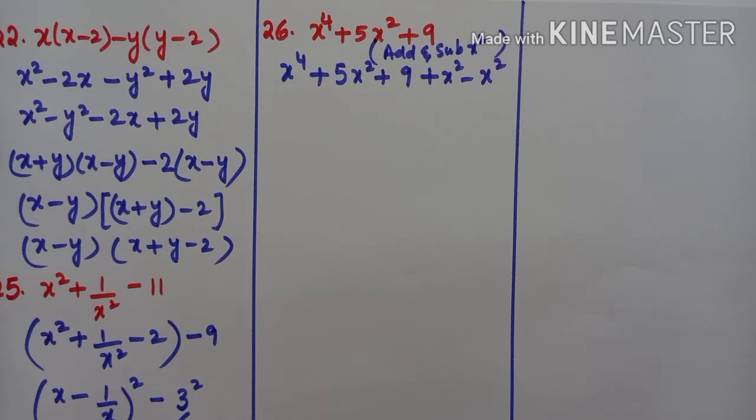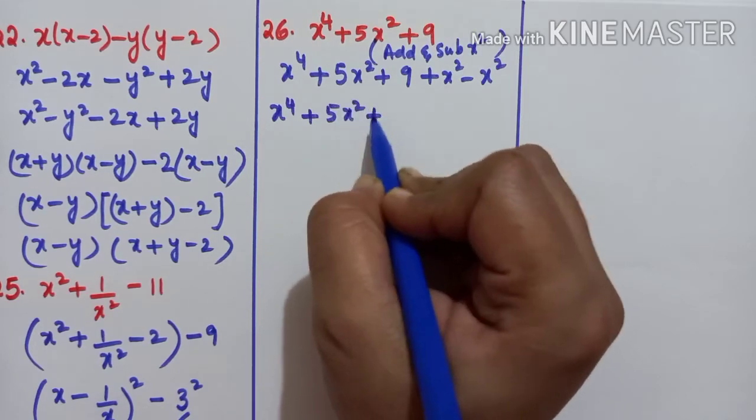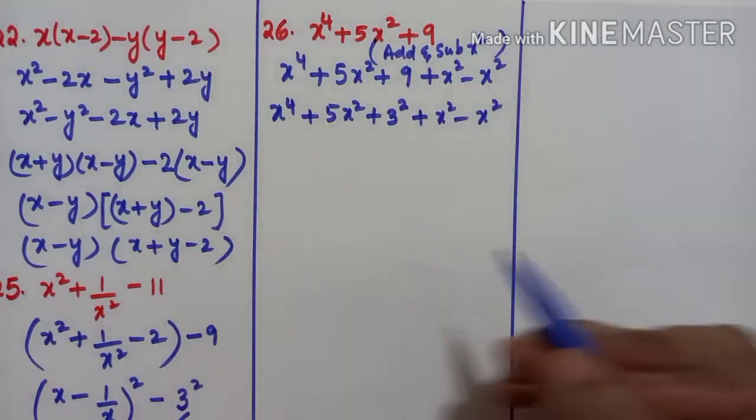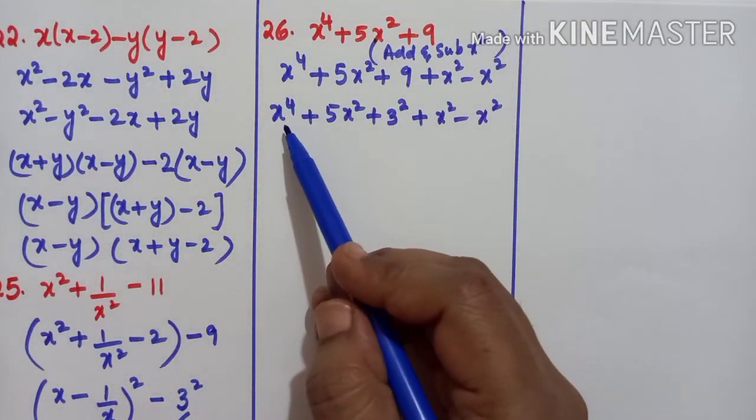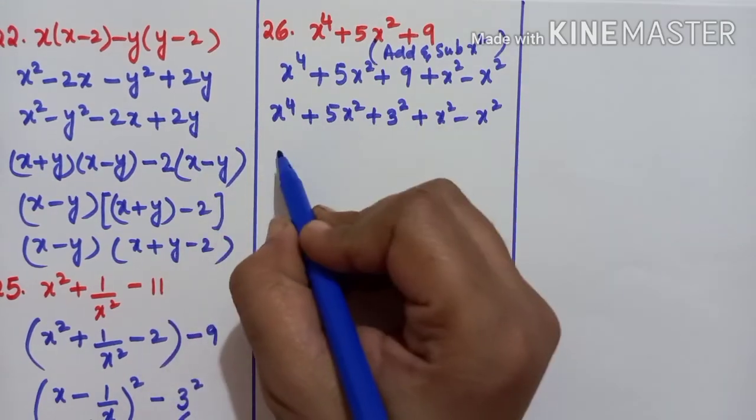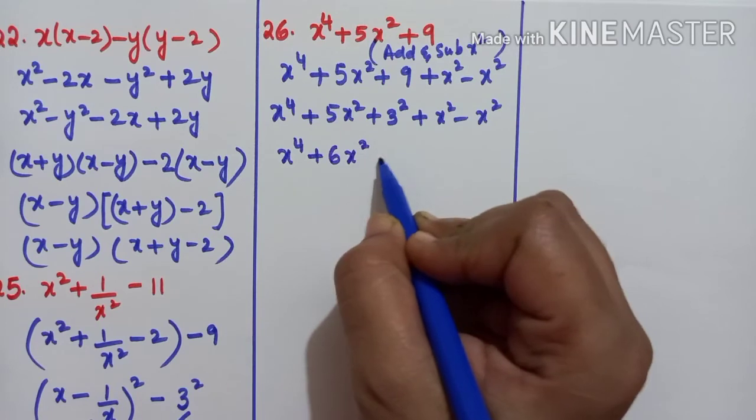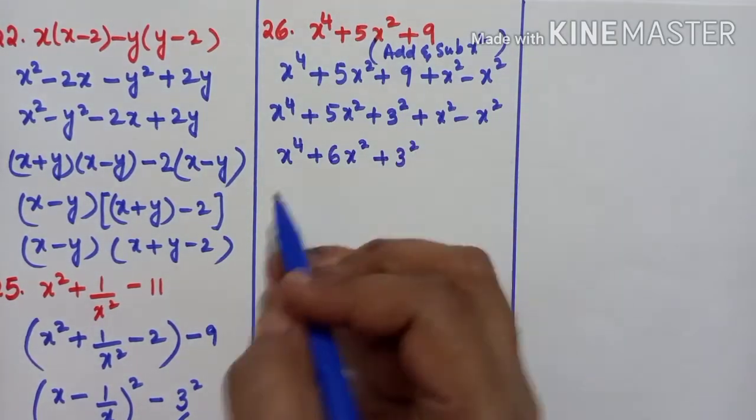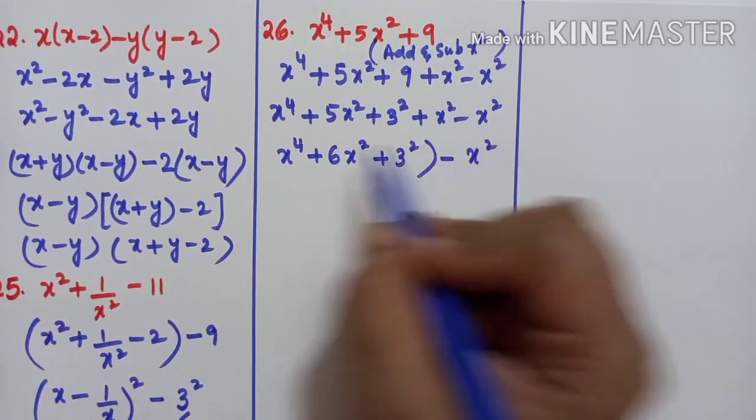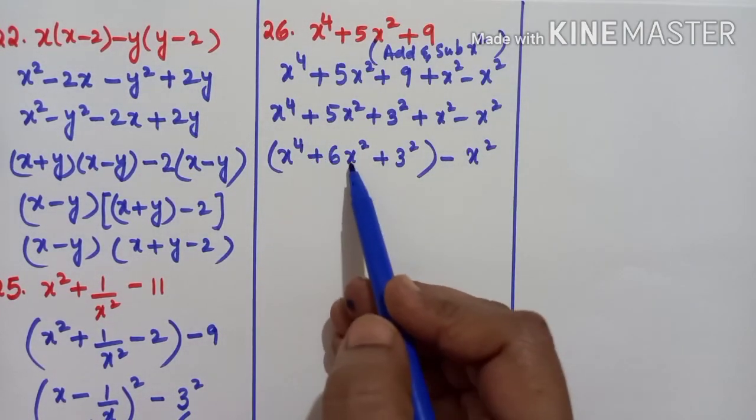So what can you do over here now? First of all, x power 4 plus 5 x square plus 9 is a perfect square, so we will write 3 square, then x square minus x square. Here you can see x power 4 plus 5x square and here x square. So can we write this as x power 4 plus 5x square plus x square, that will be 6x square, then plus 3 square. So you got one expression, then minus this x square we will just take outside like that only. Now this one is nothing but x power 4 plus 6x square plus 3 square.